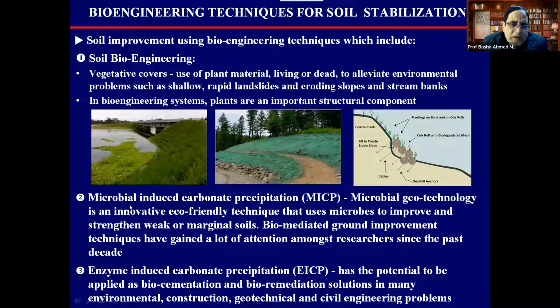Now, the second one is microbial induced carbonate precipitation, where carbonate precipitation is produced by means of bacteria. This is a geotechnology and innovative, eco-friendly technique that uses microbes to improve and strengthen weak or marginal soils. Biomediated ground improvement techniques have gained a lot of attention among researchers over the past decade. Now, the third one is EICP, which we call enzyme-induced carbonate precipitation, whose source goes back to the plants also. It has the potential to be applied as a biocementation and bioremediation solution in many environmental, construction, and geotechnical civil engineering problems.